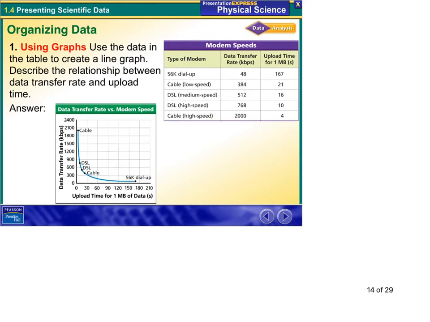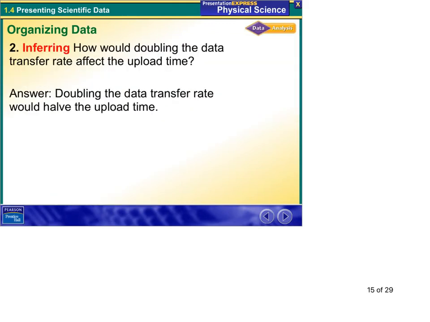So if we plotted this data on a graph, see all the different points plotted here, we get that nice little curve that indicates the inverse relationship. If we would double the transfer rate, how's it going to affect the upload time? Doubling the transfer rate halves the upload time. As one goes up, the other one goes down, and at the same rate.